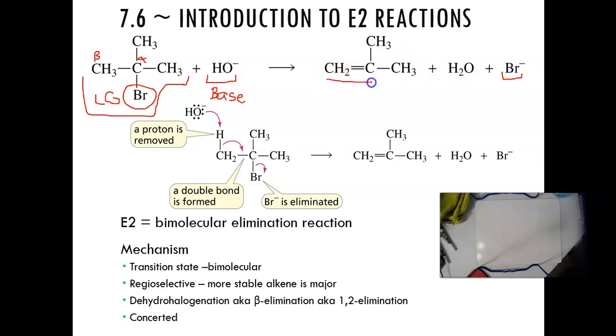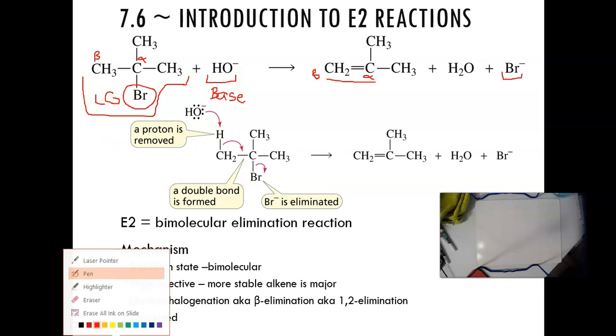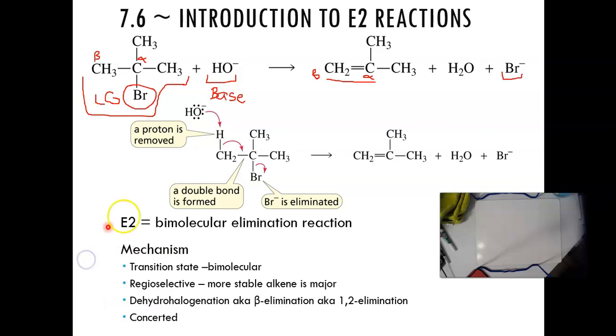So here's our new double bond. Our alpha carbon has had its leaving group removed, and our beta carbon over here is now a CH2 instead of a CH3 because its hydrogen was removed. Underneath this, we can see the mechanism for this reaction, so how it's happening.